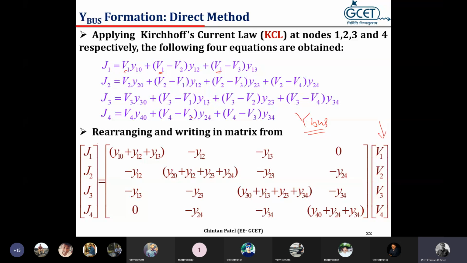Okay. So you do yourself. At least you expand these 4 equations. Combine all the same voltage equations.